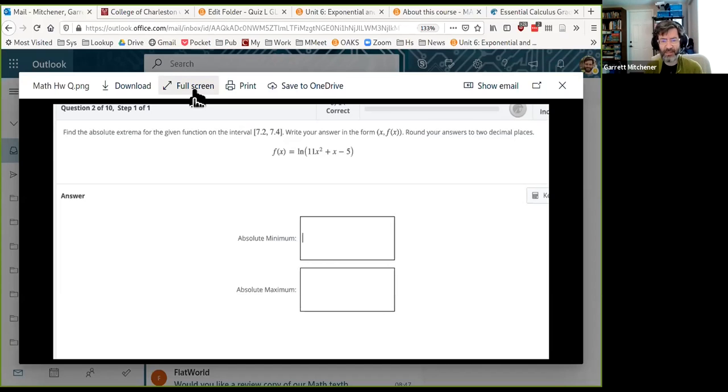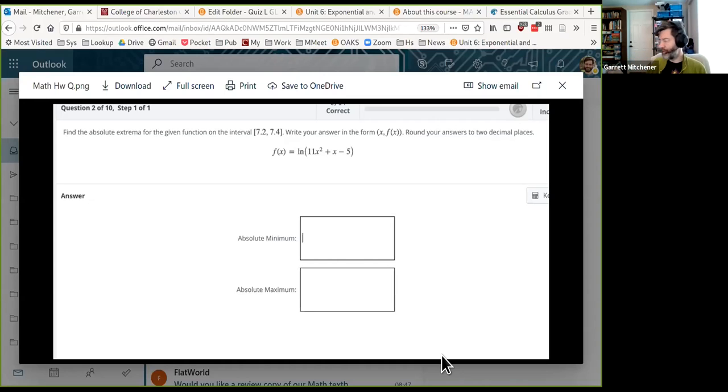Okay, so someone did ask for help on this homework problem. Find absolute extrema. So that's absolute extreme max and min, extreme maximum, extreme minimum. The domain is restricted to an interval from 7.2 to 7.4. It wants answers in ordered pair form rounded to 2 decimal places.